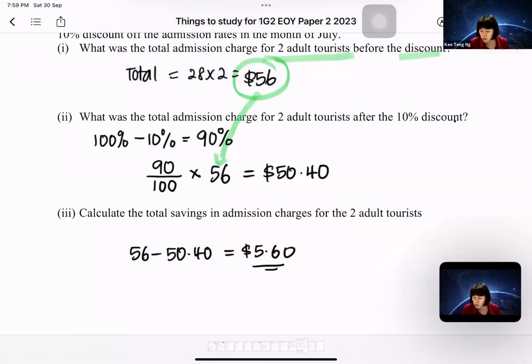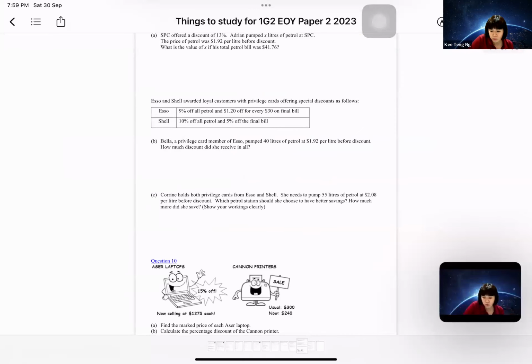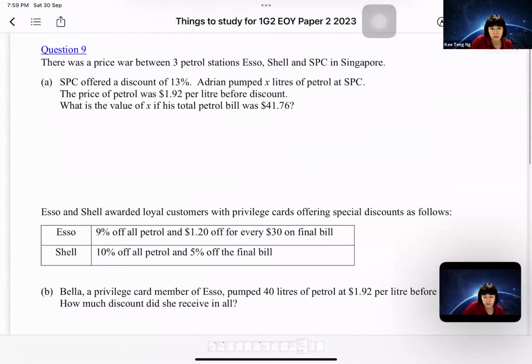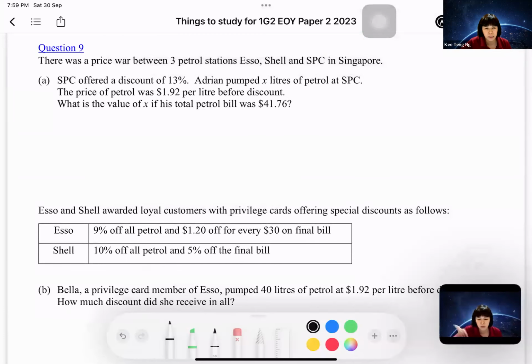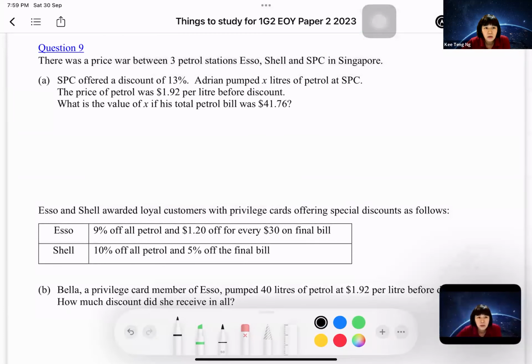Right, next question. Now I need to have enough time to explain another question from our paper, something that will come up. But then let me explain other questions. This question 9, I need to explain a little bit slower because there are a lot of words in detail for us to read. Okay, let's begin with question number 9.